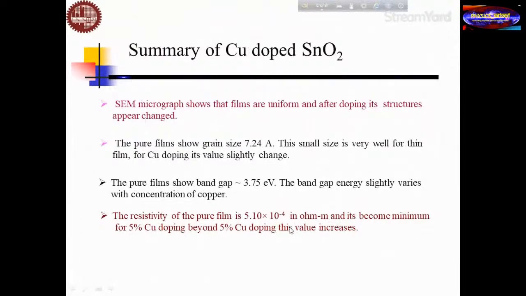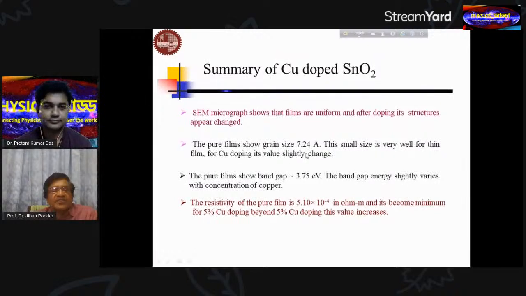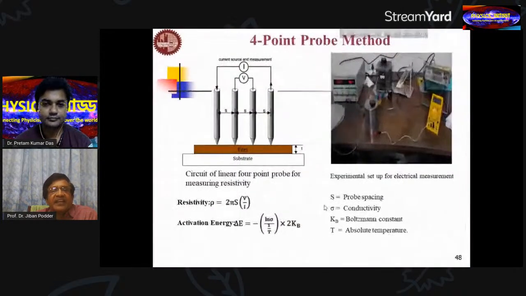So next you see here the summary. We can see the pure thin film grain size is about 7.24 angstroms, and band gap is about 3.75, and the resistivity is in the order of 10^4. We got this resistivity as positive, or maybe it's wrong, and the positive is always the resistivity, and conductivity in terms of the negative here.